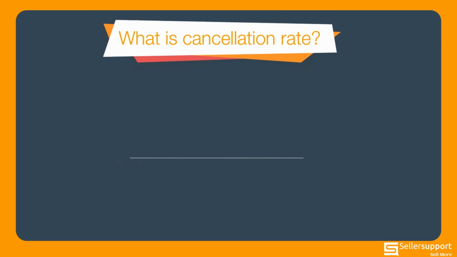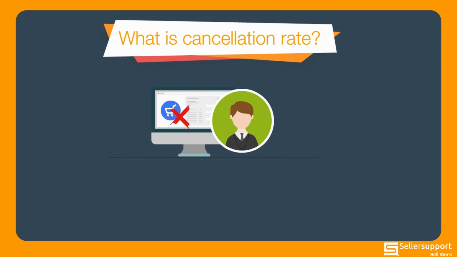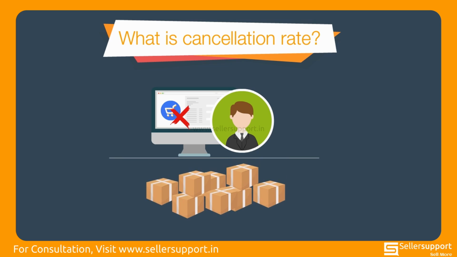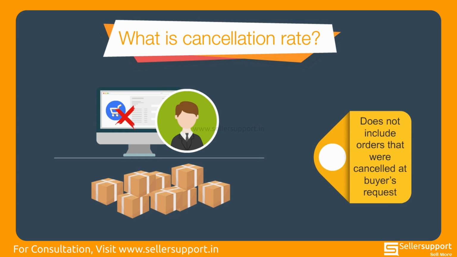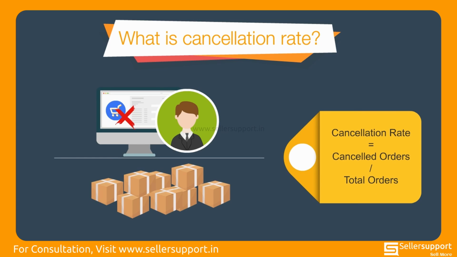The cancellation rate is measured by dividing seller cancelled orders by the total orders received by the seller. This includes all orders that the seller has cancelled before shipping. These do not include orders which are cancelled at the buyer's request. Cancellation rate equals cancelled orders divided by total orders.